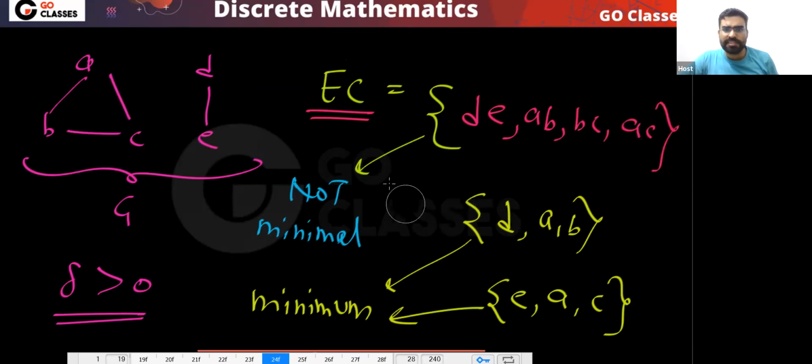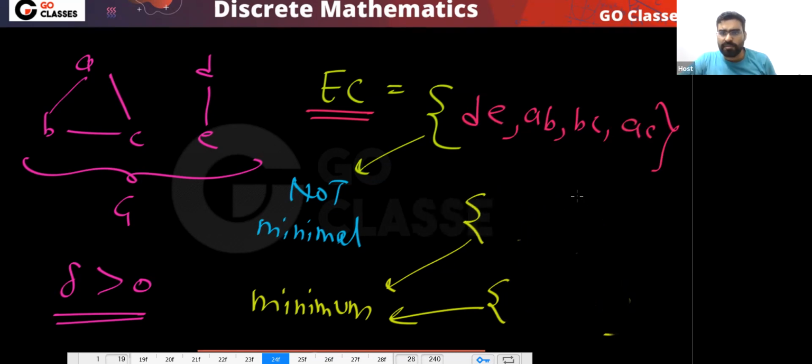Can I say this is minimal? This edge cover. This is not minimal. So give me a minimum edge cover.